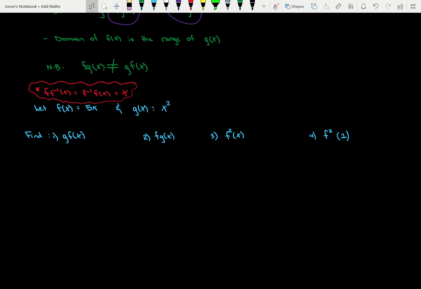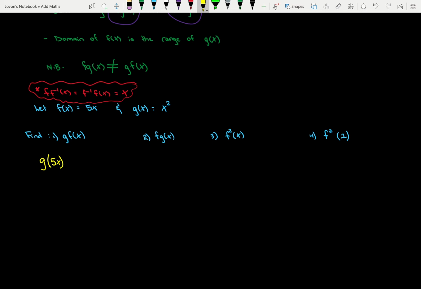We have a question here, and the best way to do composite functions is through questions. Let f of x be equal to 5x and let g of x be equal to x squared. We're going to find g f of x. Now don't overthink this. To find g f of x, we say g of f of x, and f of x is 5x. So we want to find g of 5x. Remember how we said for a function, wherever you have x, we replace x by 5x in the function g.